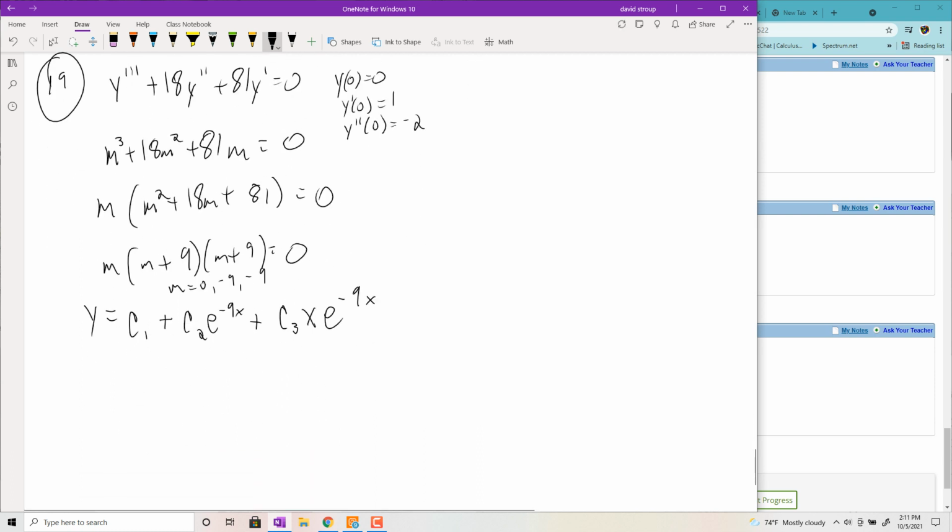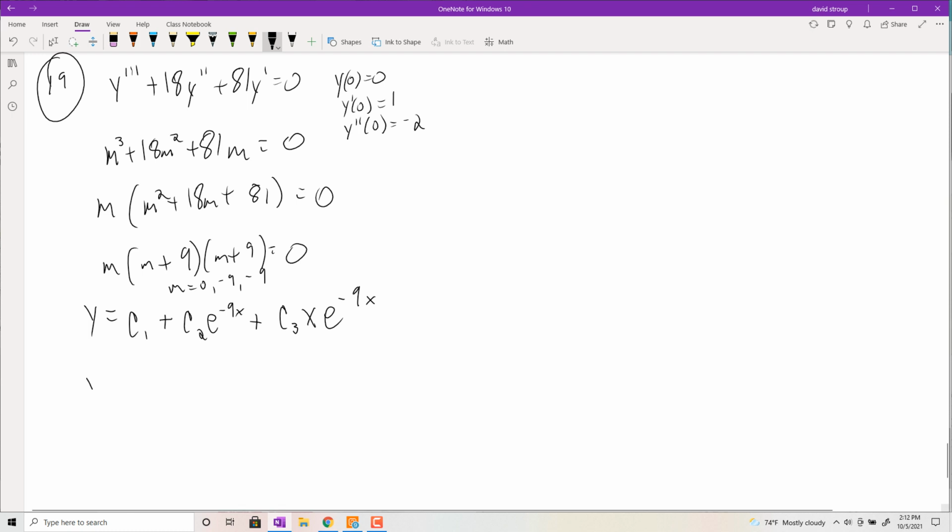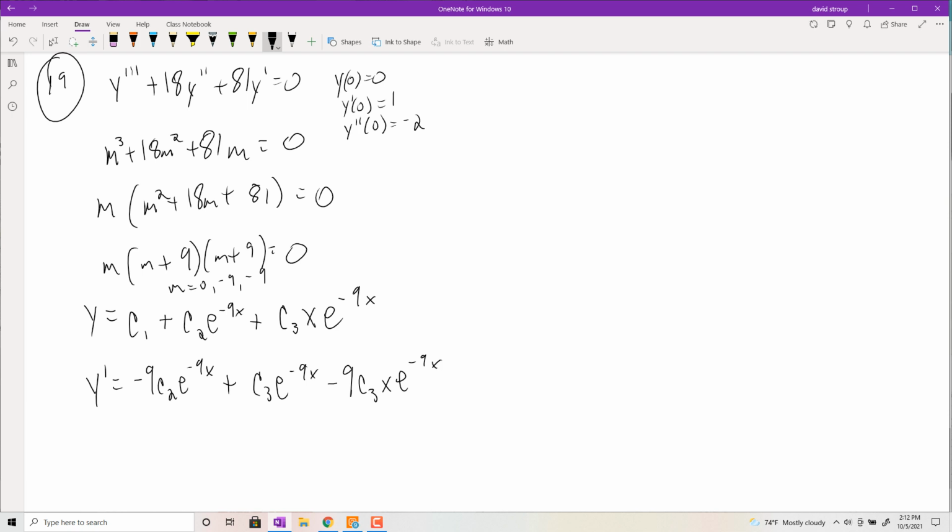Then I need to get the derivatives and start using the constants to get all the c values. Okay, all right, so let me get the derivatives. Y prime: c1 is 0. We get -9 c2 e to the -9x. I got to do a product rule on the last guy, so it's going to be c3 e to the -9x minus 9 c3 x e to the -9x. Can you combine anything? No.